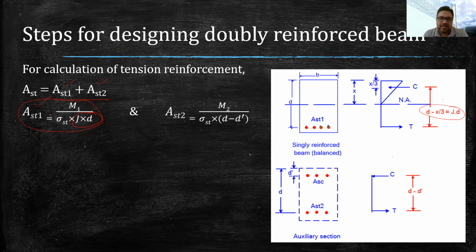On the same line, using the same formula with M2, to calculate AST2, we place M2 in place of M1, and sigma ST will remain as it is. In the case of the lever arm, the lever arm is actually the distance between the compressive force and the tension force. As you can see, in the case of the singly reinforced beam, the compression is borne by the concrete part. So this much part of the concrete will bear the compression, and if we look at the stresses, this area will be experiencing the maximum stress.